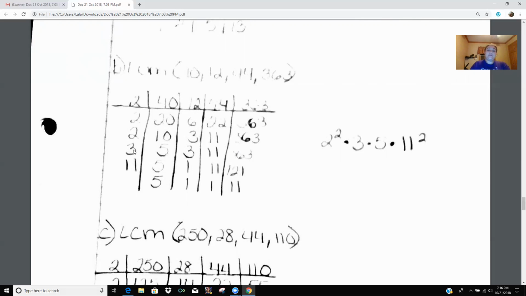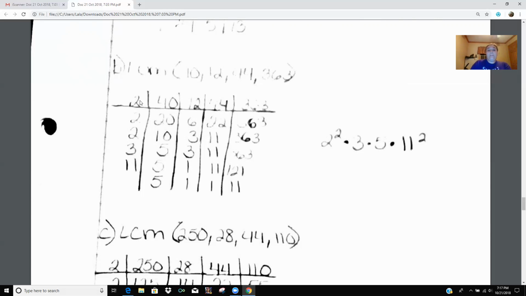The next number we're going to use is a 3. 3 doesn't go into 5, so we just drop it down. 3 goes into 3 1 time, so we bring 1 down. 3 doesn't go into 11, so we bring 11 down. 3 goes into 363 121 times, so we write that here. The next one we'll do is 11. 11 doesn't go into 5, so we bring it down. 11 doesn't go into 1, we bring 1 down. 11 goes into 11 1 time, and 11 goes into 121 11 times.